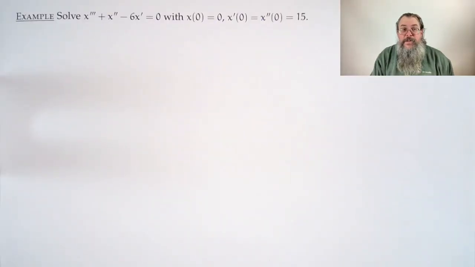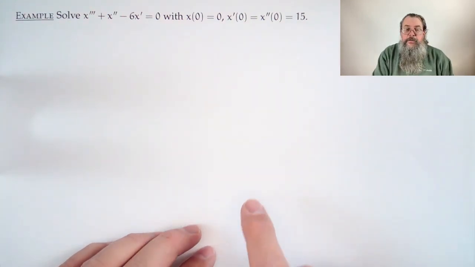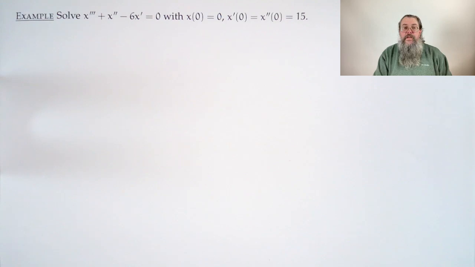Our first problem we're going to look at: solve x triple prime, 3 derivatives, plus x double prime minus 6x prime equals 0, with x of 0 equals 0, x prime of 0 is 0, and x double prime of 0 is 0, both being 15. So when you see this lineup, they're all equal to 15.